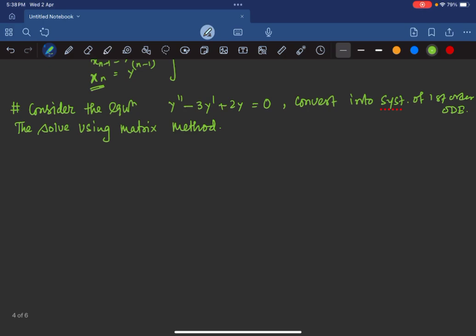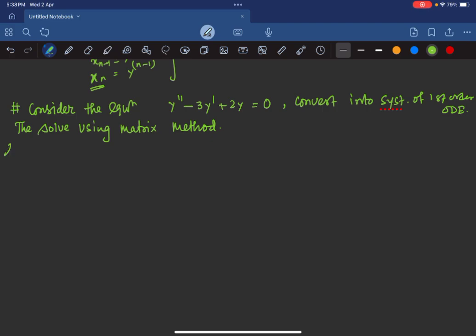This is a direct question I am giving, but you can expect some physical problem where the governing equation you have to formulate, or it will be given in the question. Then this technique of conversion we'll see. And after that, the matrix method we already studied, you can check out.